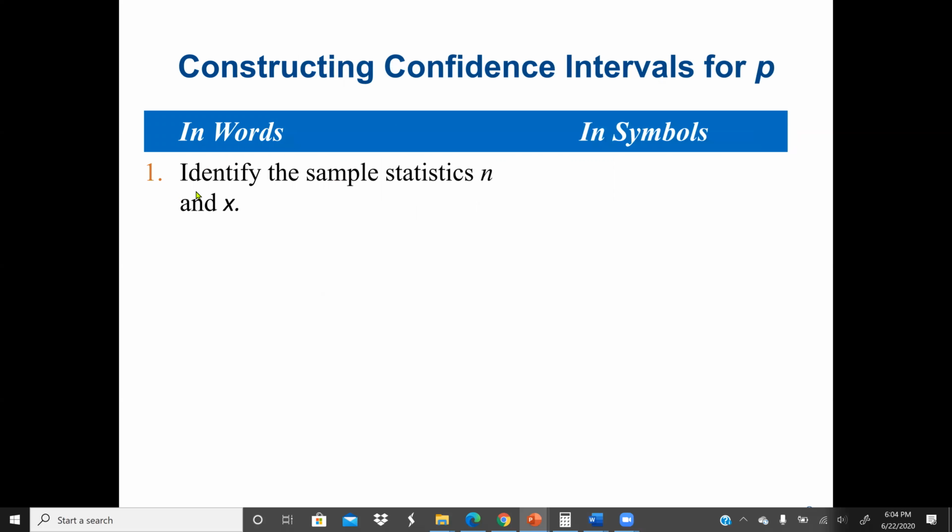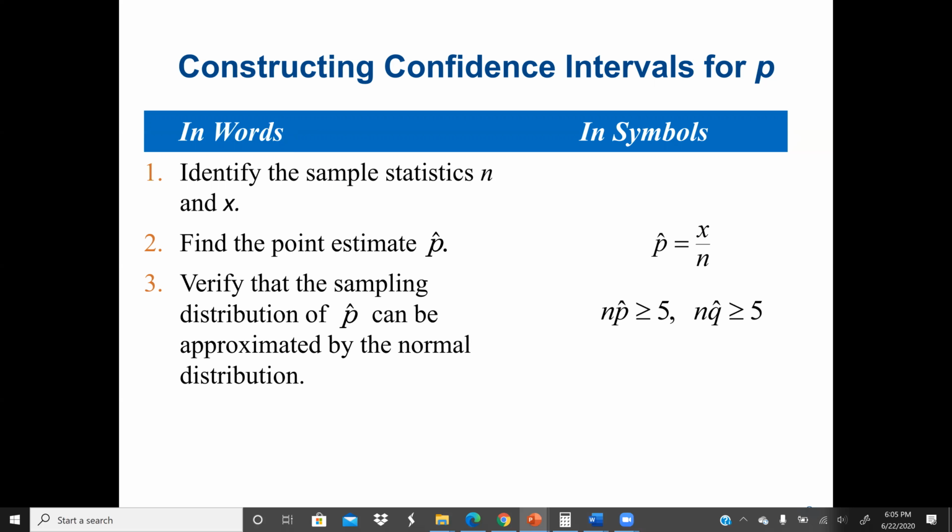So in words, we identify the sample statistics n and x. This is constructing the confidence interval for p. Mathematically, we find the point estimate, which will be the variable divided by the sample size. After that, we need to verify that the sampling distribution of p hat can be approximated by a normal distribution, which means that n times p hat is greater than or equal to 5, and n times q hat is greater than or equal to 5.